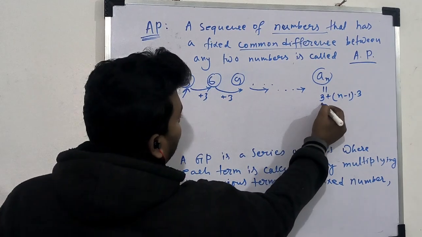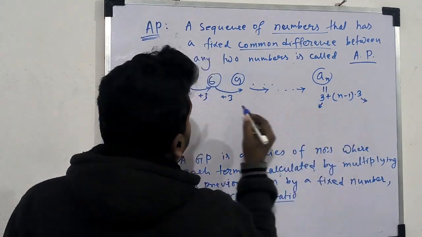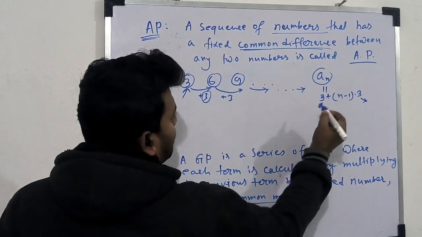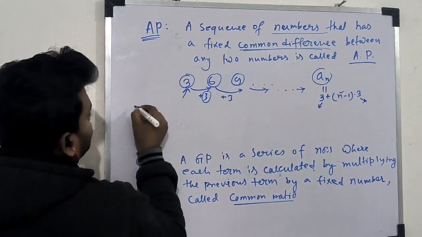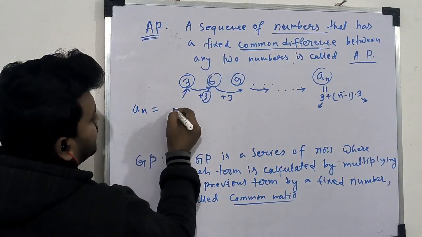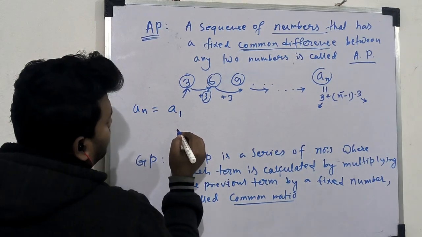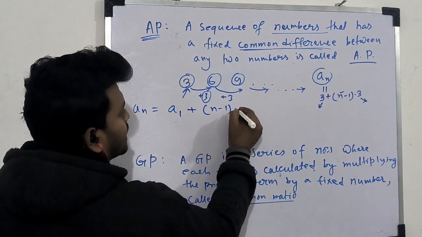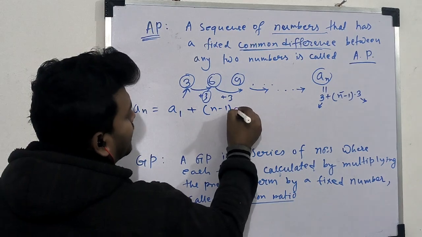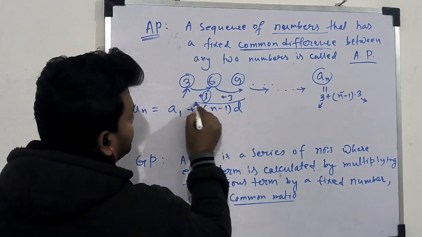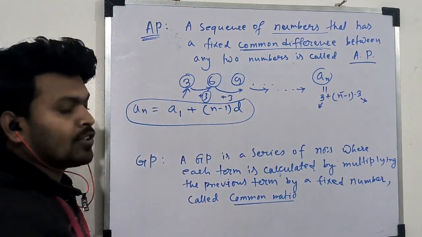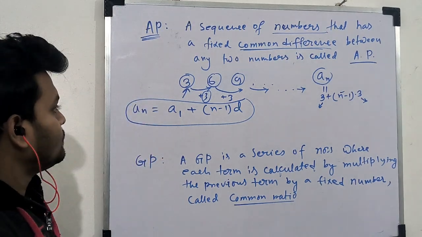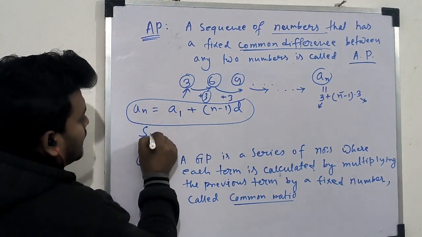So here, this is the first term, this is the difference, that is called common difference, and n is the nth term. So for the nth term, the formula will be first term, that is a1, plus n minus 1 into the common difference, that is d. So this is the formula for the nth term in the AP.